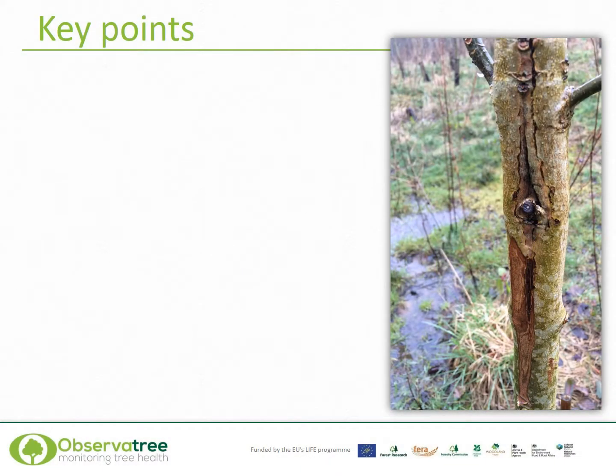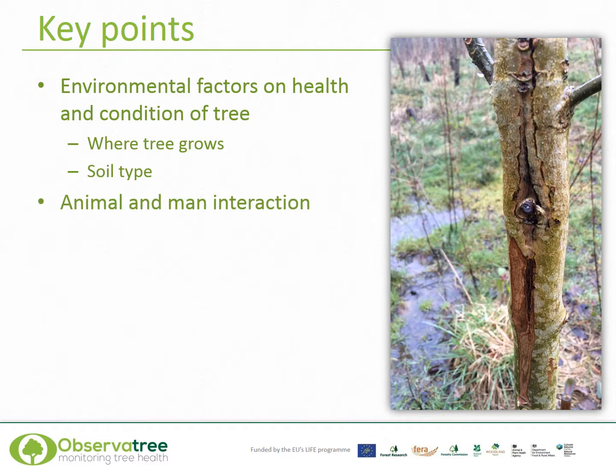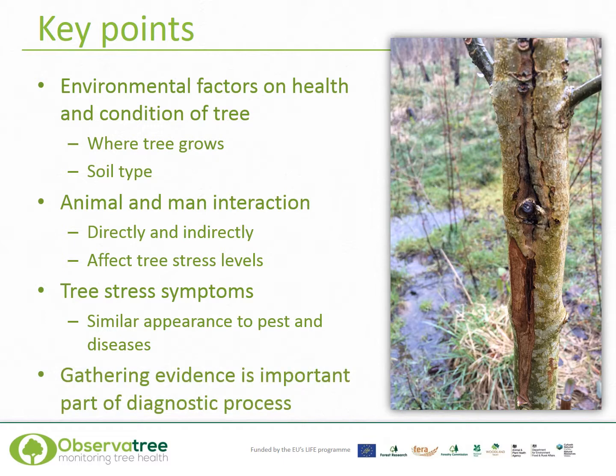In this module, we've seen the importance of environmental factors on the health or condition of a tree. Both where the tree is growing and the type of soil can make a big difference. The interaction of animals and man on the environment, both directly and indirectly, will affect stress levels of the tree. These may cause symptoms such as wilting or crown dieback that may look similar to those caused by pests and diseases. Therefore, gathering evidence about the environment that a tree is growing in is an important part of the diagnostic process.